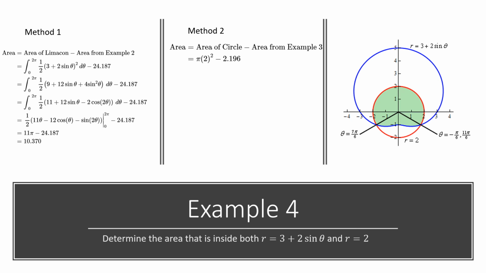Since the radius of the circle is 2, we do pi times 2 squared minus the area that we already calculated of 2.196. So when I calculate that out using my calculator, I get 10.370, which was the same answer that I got in method 1. Both methods are valid. It's just kind of how you see the picture to calculate that area out.